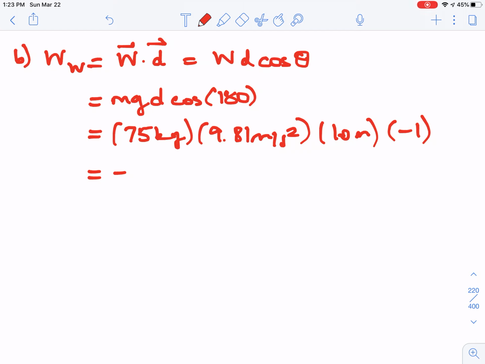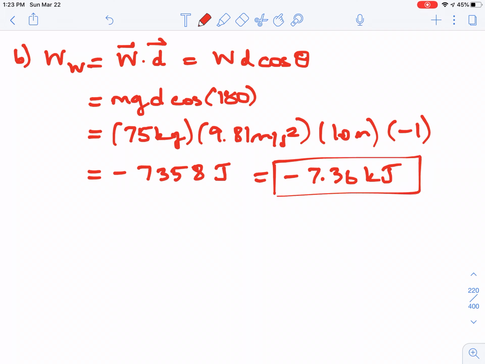And the number we get from this is less than the work done by the tension force, and it is negative 7,358 newton meters. Means it's joules. You can write this in, if you like, 3 sig figs, and that would be negative 7.36 kilojoules, right? So that's the answer. Once again, in magnitude, this is less than the work done by tension.